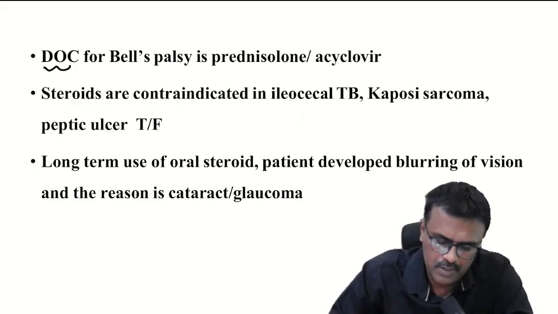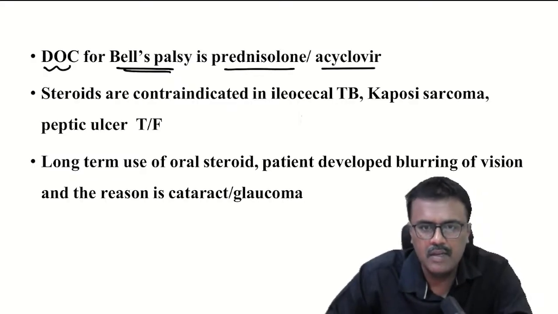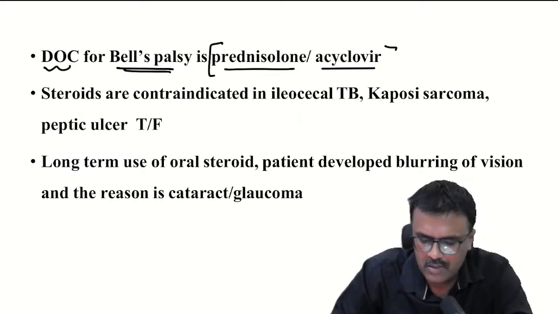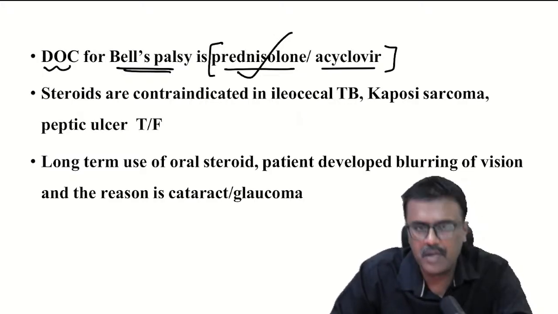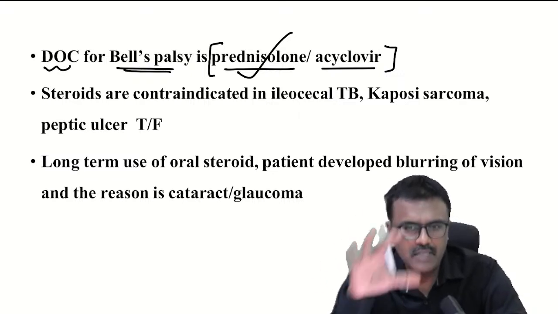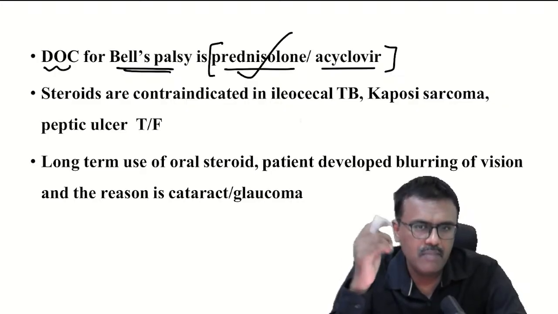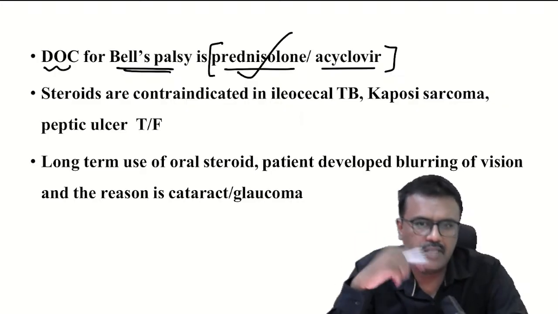Now, drug of choice for Bell's palsy, is it prednisolone or acyclovir? Because you will come across these options, you go for prednisolone. Even though we give acyclovir, but the major drug for Bell's palsy is prednisolone. It is mainly the inflammatory process which will affect the facial nerve.